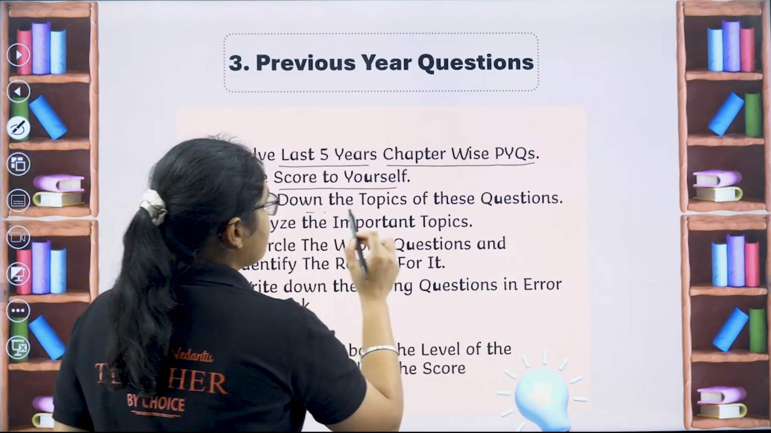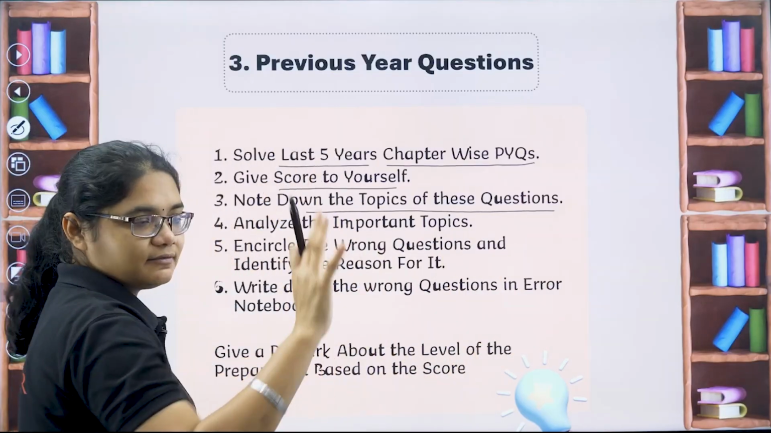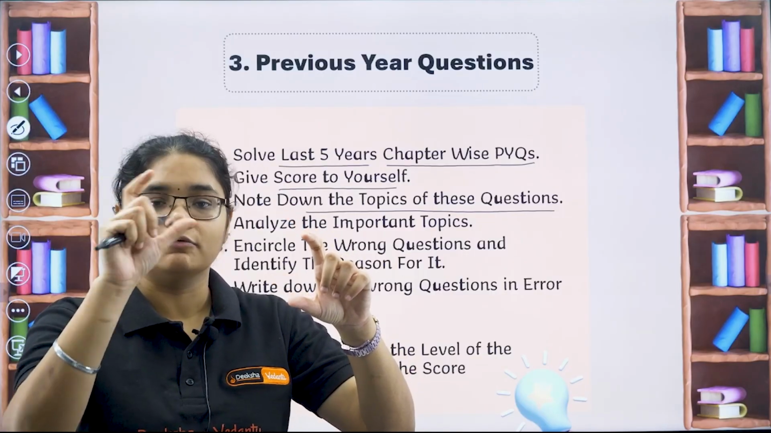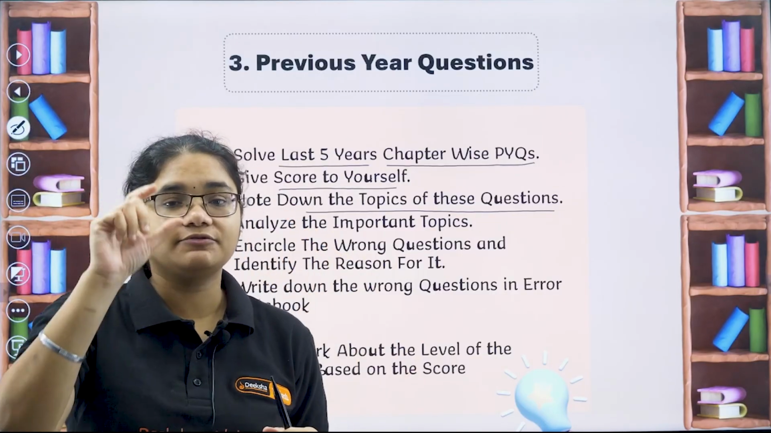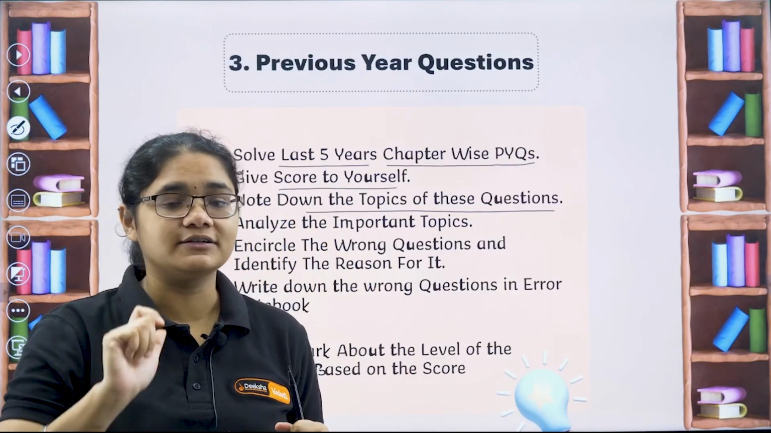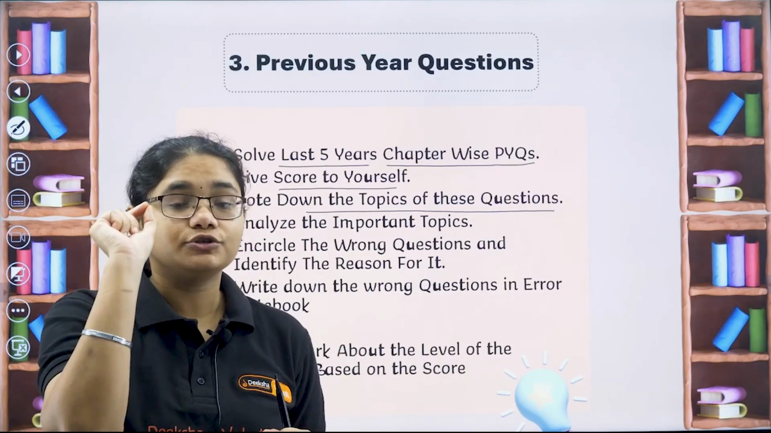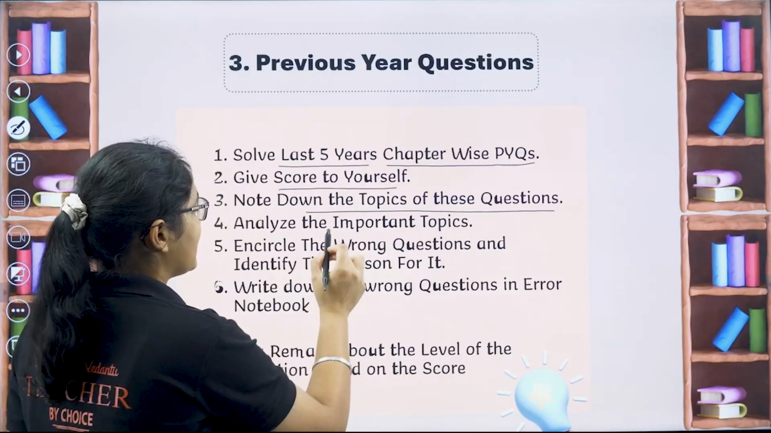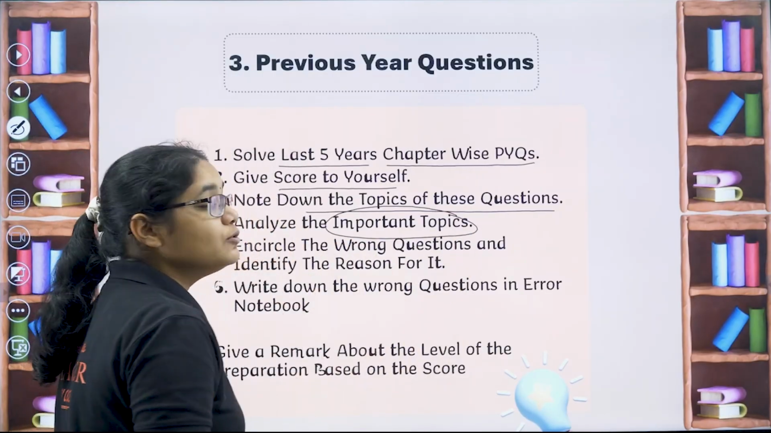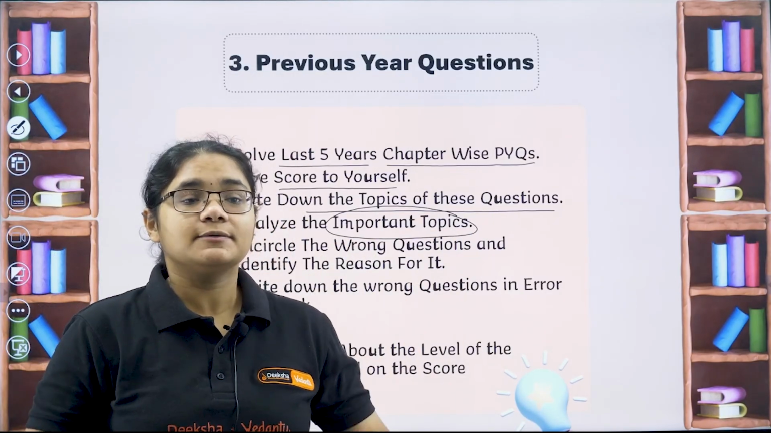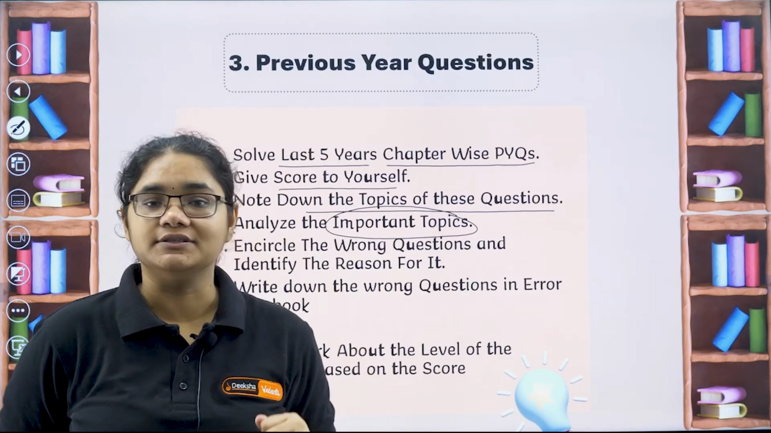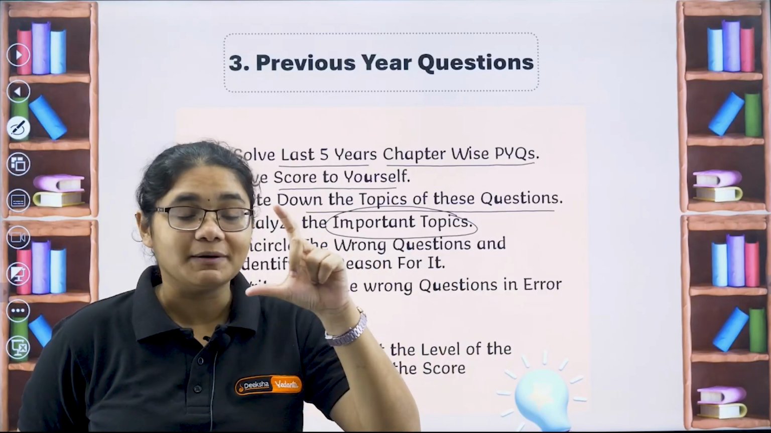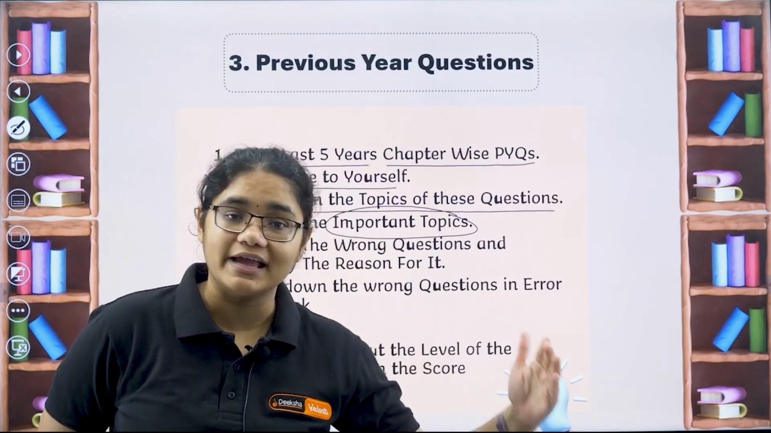Next, note down the topics of these questions. When you have already scored yourself, analyze it and write down which topic question number 1 is from. Chapter, you know, solutions chapter, but is it from Raoult's law, Henry's law, ideal solution, or colligative properties? So try to write down the topics of all the previous year questions, and that will give you an important analysis of the most important topics in that chapter. Suppose you find colligative properties has 10 questions, that automatically indicates that this particular topic is very important from the KCET perspective.